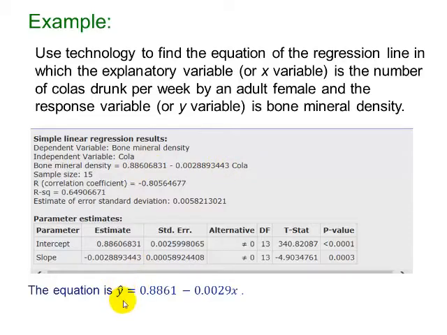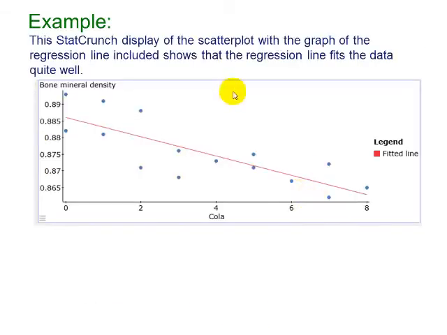So we would write this out as y hat equals 0.8861 minus 0.0029x. Notice that in StatCrunch, it gives you the names of the variables instead of x and y. So the one that's on this side of the equation is the x, the one that's on this side is the y hat. This will also give you the scatter plot with the regression line drawn in. So the line in red is the regression line.